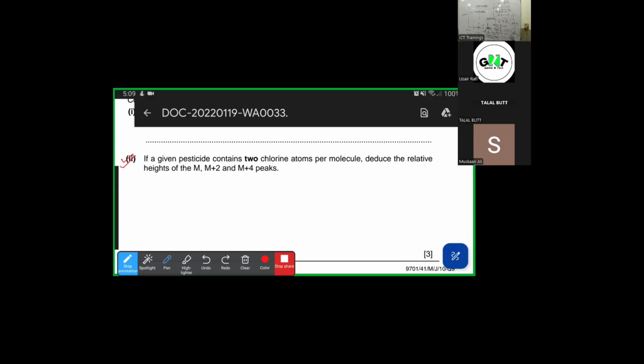If you got the 2 chlorine atoms, 35 and 35, the abundance is 3 into 3. So that would become 9. So 35, 37 or 37, 35, both are having the same mass. So their abundance is 3 into 1 or 1 into 3. That would be 3, 3. Because they have got the same mass number, you should add it. So it would become 6. And then 1 into 1, 37 and 37. So it would be 1.